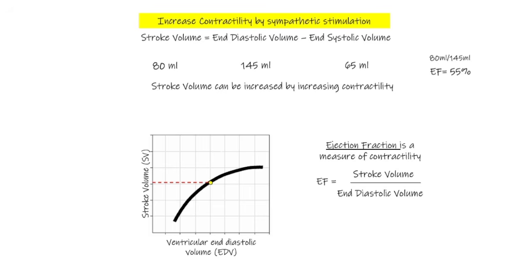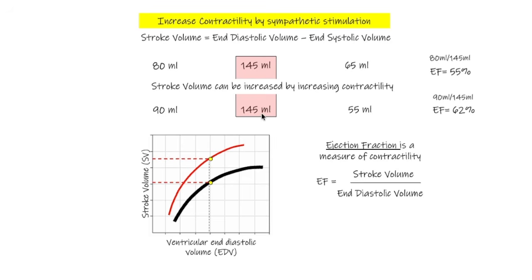Let's show what happens to the ejection fraction if we increase contractility. So again, we're going to keep our end-diastolic volume the same. However, because we're going to sympathetically stimulate the ventricular muscle, we are going to jump up to this curve and give us a greater stroke volume. So here, let's say that the stroke volume went from 80 to 90 milliliters. That means our end-systolic volume would go down to 55 milliliters. The ejection fraction in this case would be 90 divided by 145. So by sympathetically stimulating the ventricular muscle, we just saw an increase in ejection fraction from 55% to 62%.